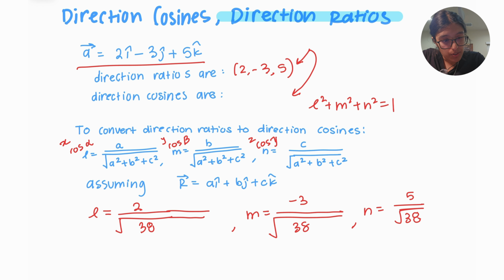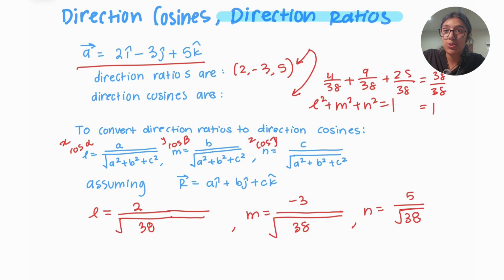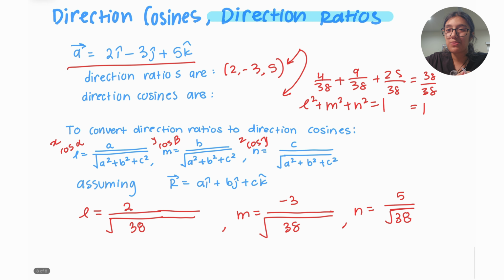So we're going to do L squared, which is 4 over 38, plus M squared, which is 9 over 38, plus N squared, which is 25 over 38. And adding these, we get 38 over 38, which is indeed equal to 1. So that further proves that the magnitude of direction cosines is always going to be equal to 1. And that was a little crash course on direction cosines and direction ratios.